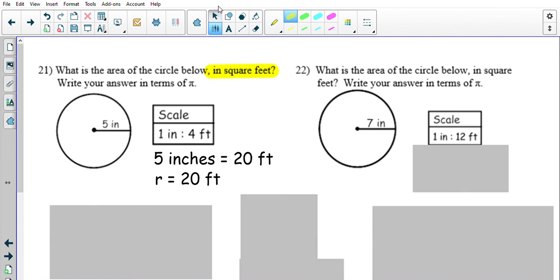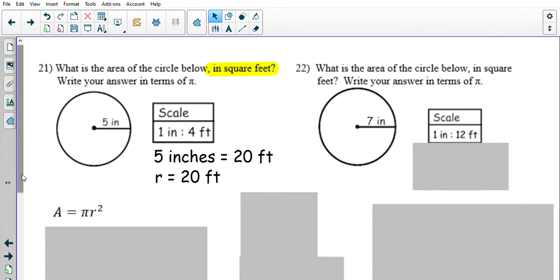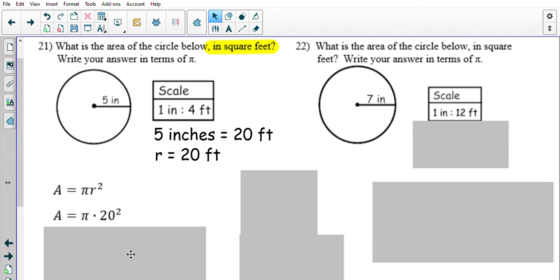So the area formula for a circle is pi r squared. So we're going to do pi times the radius, which is 20 squared. 20 squared gets me 400, so my answer is going to be 400 pi.